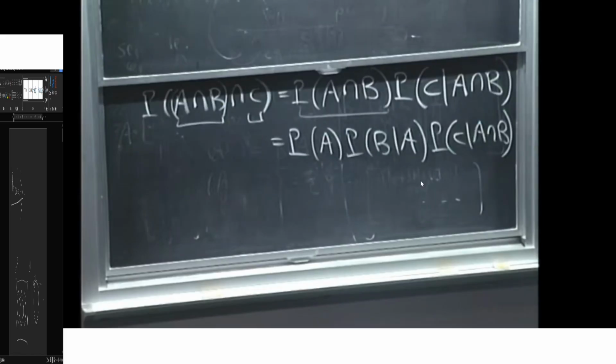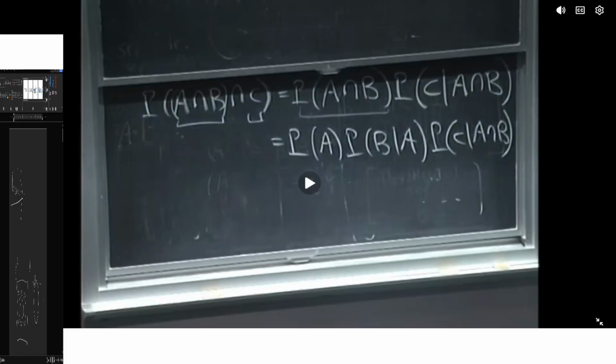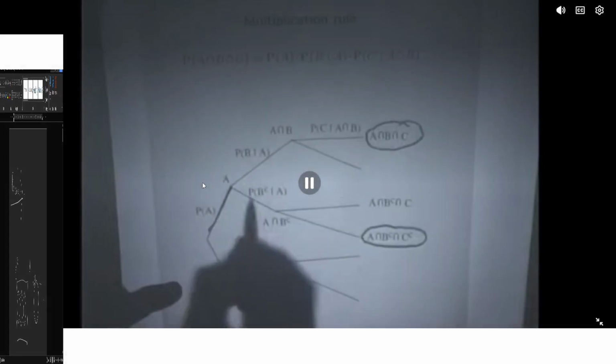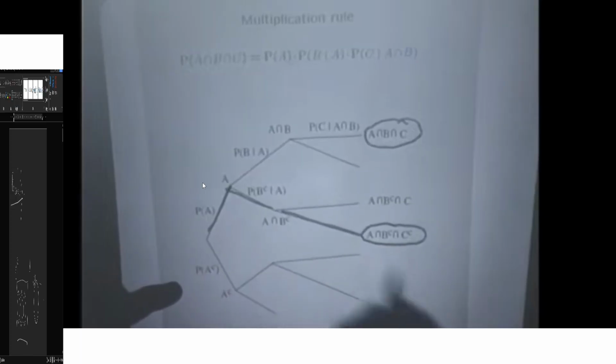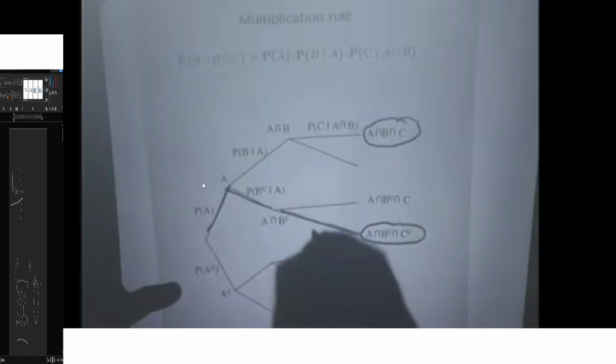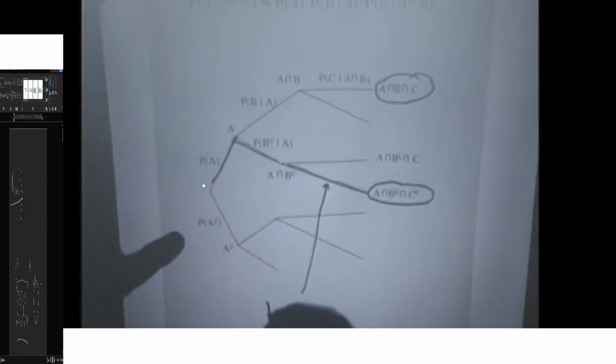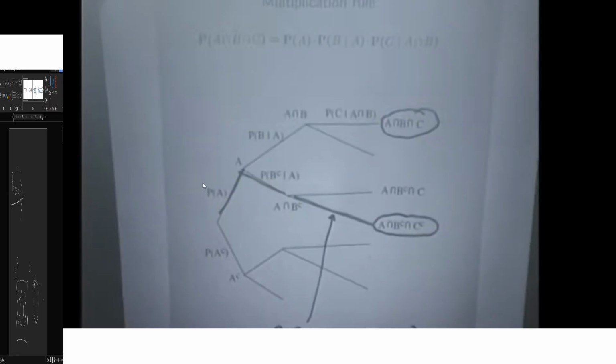And if you wish to calculate any other probability in this diagram, for example, if you want to calculate this probability, you would still multiply the conditional probabilities along the different branches of the tree. In particular, here in this branch, you would have the conditional probability of C complement given A intersection B complement, and so on. So you write down probabilities along all those three branches and just multiply them as you go.